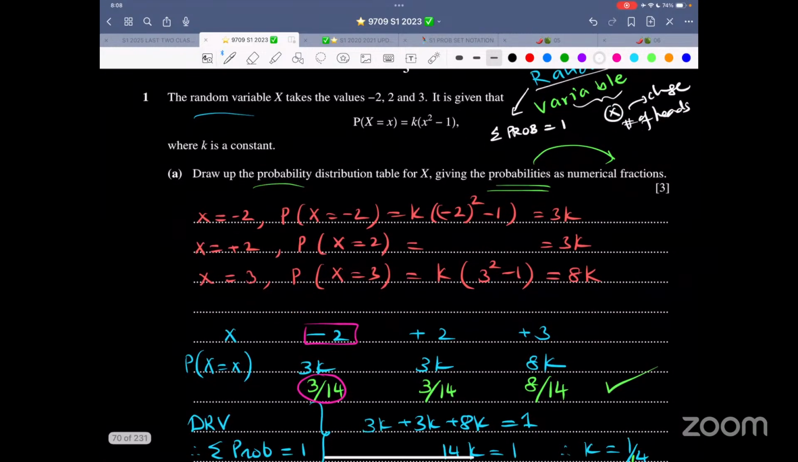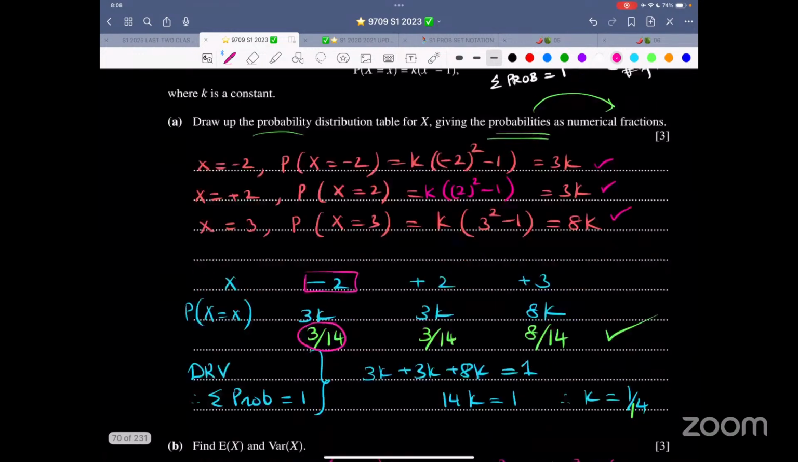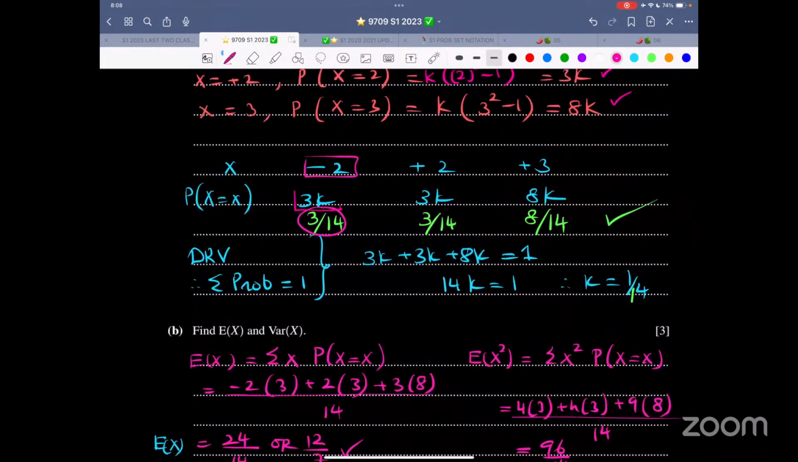So now it says, draw up the probability distribution table. In order to draw the table, you first have to work it out. So this is k. Let me just write it over here. That is k, and this is 2 square minus 1. This also is 3k, 3k, 8k. They all add up. So first of all, I have written in terms of k. That is 3k. That is 3k. That is 8k. DRV, sum of probability is 1. K comes out to be 1 over 14.